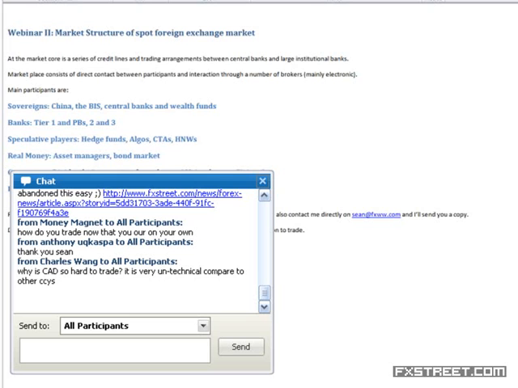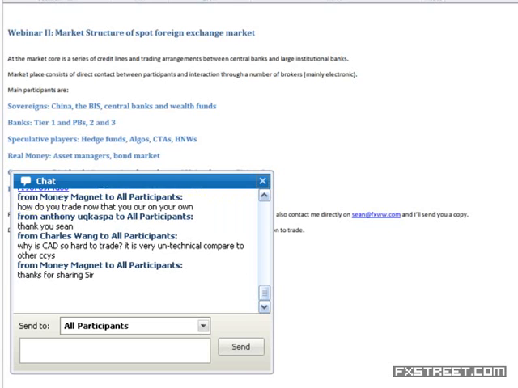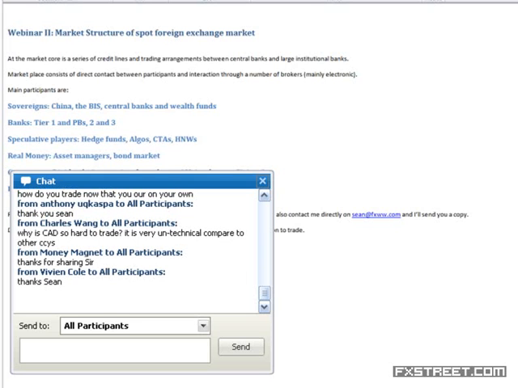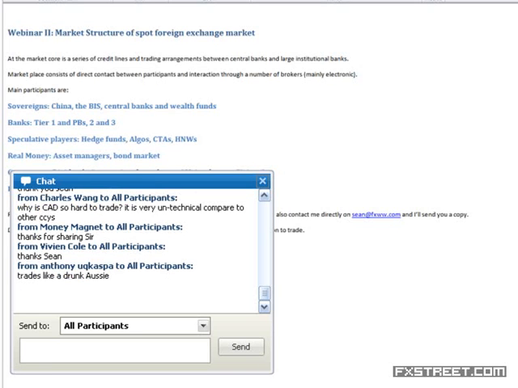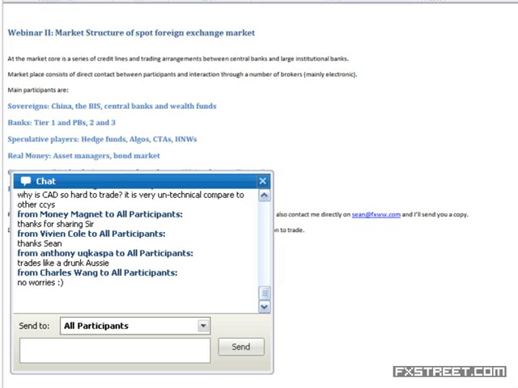And it just doesn't trade like anything else. I'm sure there are some people out there who think it trades really normally, but I don't. I just don't get it. I never have and never will. Is it untechnical? I don't know. Sorry, Charles, can't explain that one. It's just loony. Trades like a drunk Aussie. There you go. Explains it perfectly. Yeah, well said.